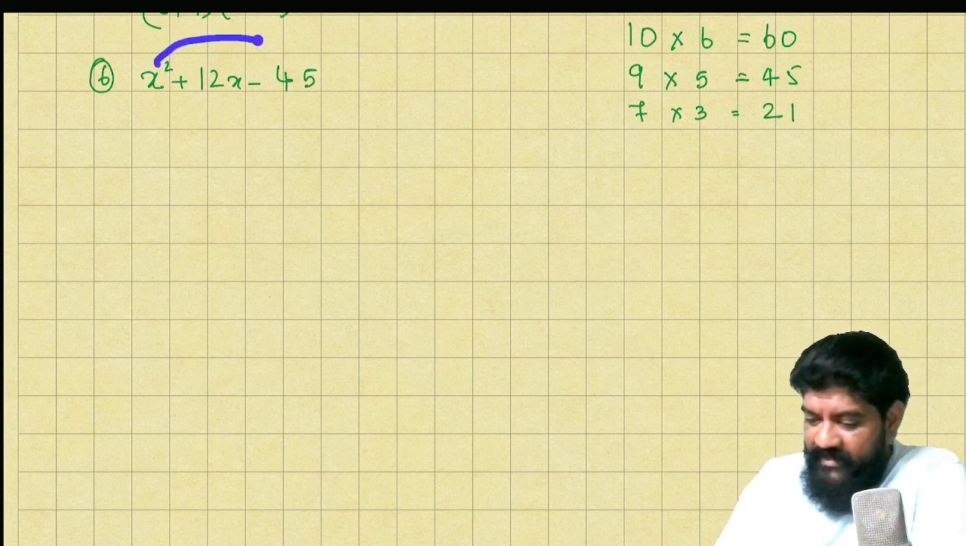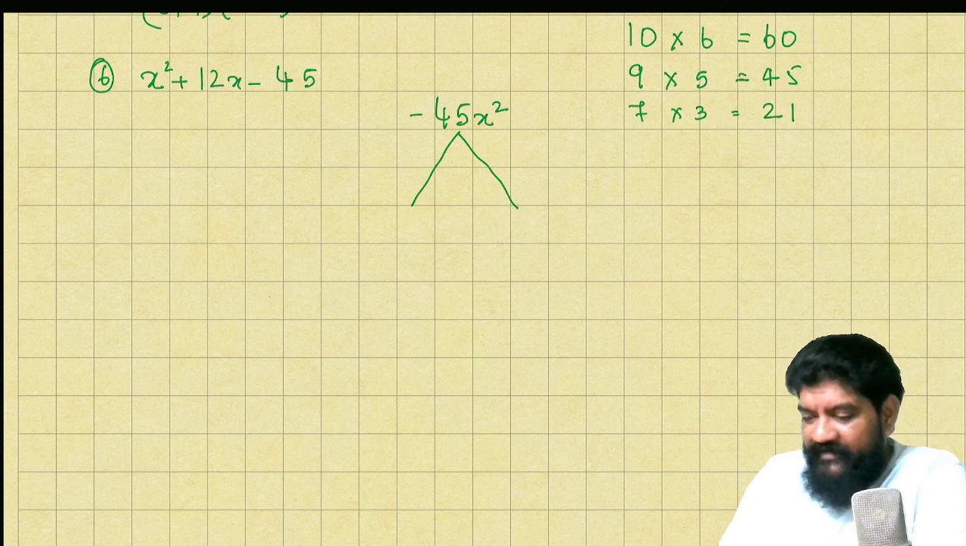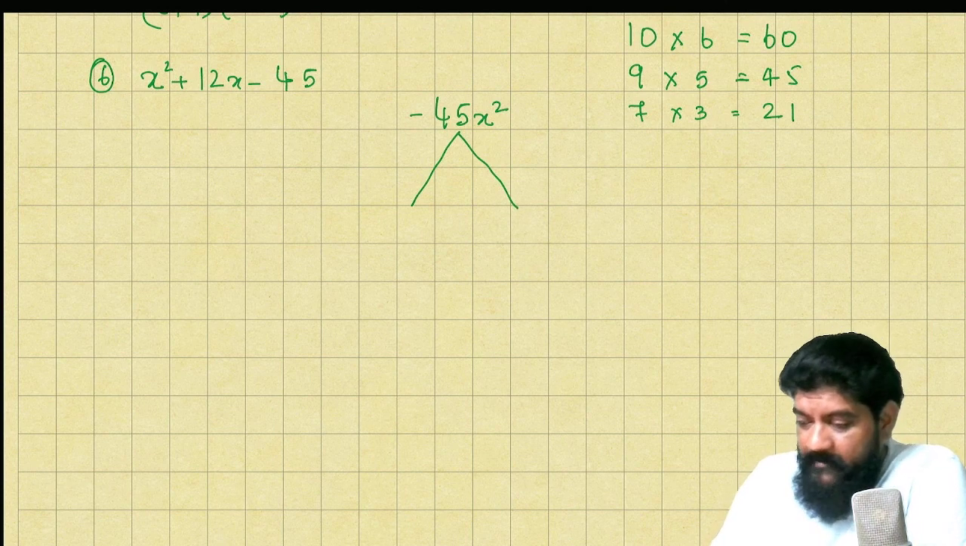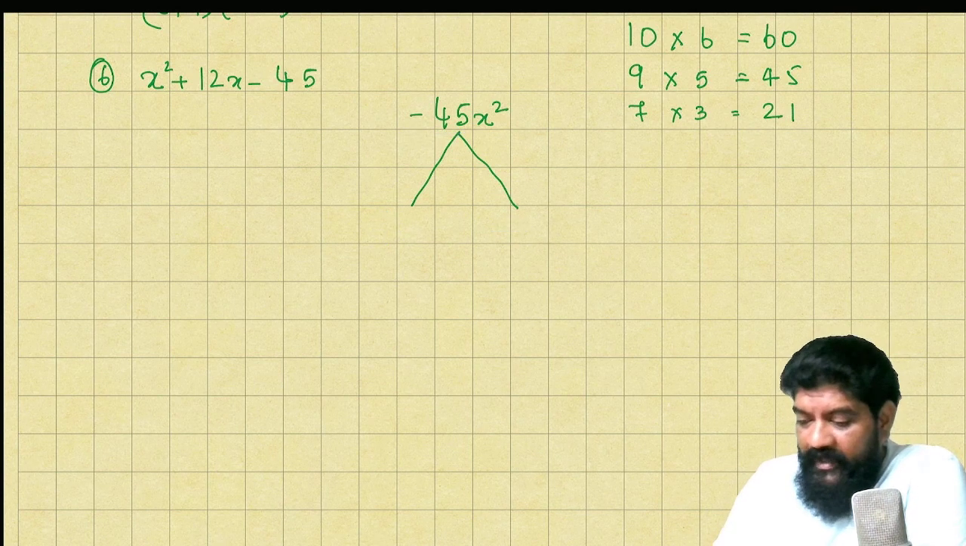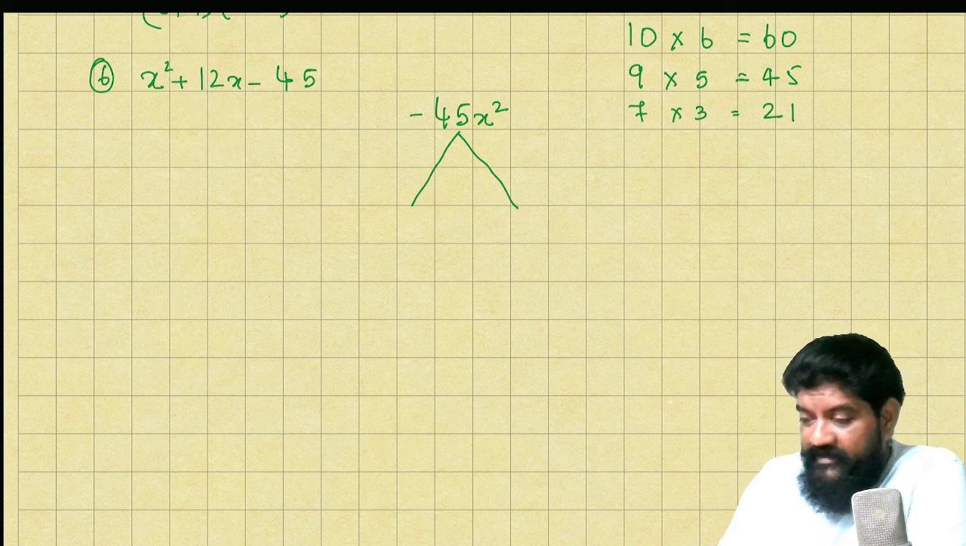First term and the last term, we're going to be multiplying them. What will I get? Minus 45x squared. So now I take the factors. Before I can proceed further, I need to decide on the sign. Because this is negative, I know that one term has to be negative and one term has to be positive. Only then will I get a negative once the product is taken. And this is a positive number, and therefore the bigger number is positive and the smaller number is negative.